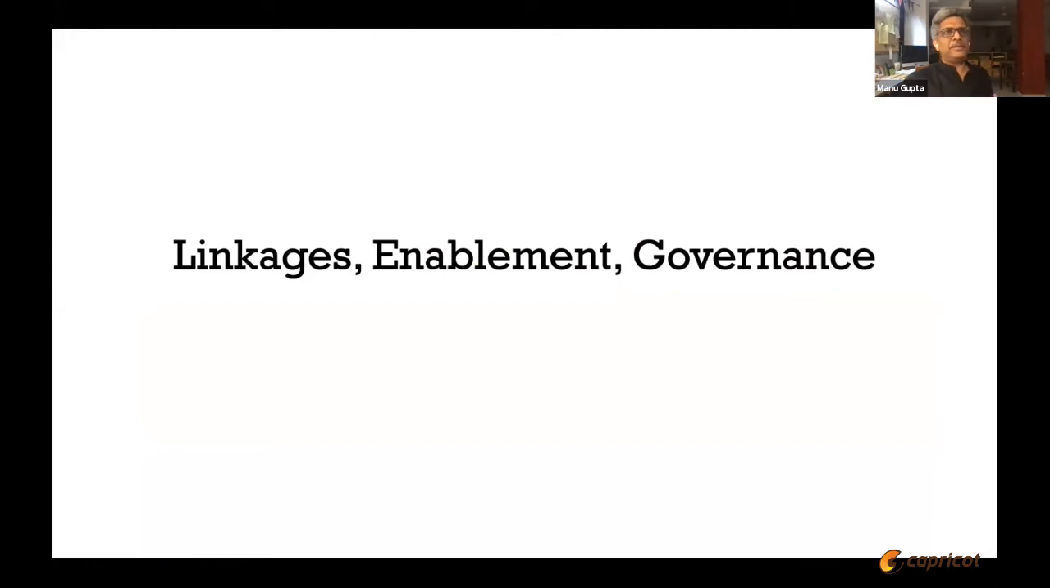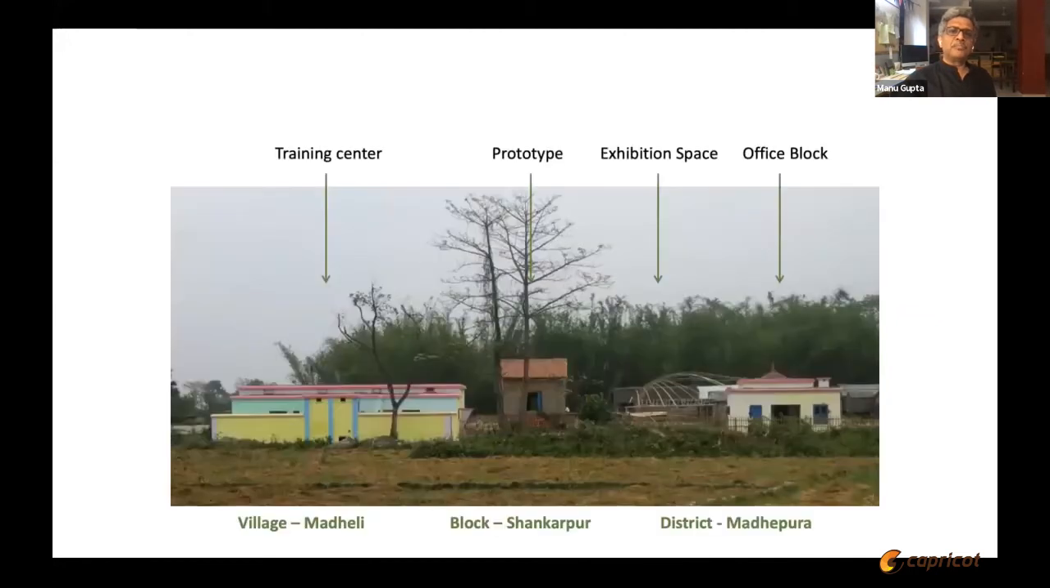So while we speak about what people can do and how we harness that energy from people, we also need to look at what kind of conditions we need to create as externals, as governments. How do we create the right linkages, the right enablement, so that this kind of housing is possible.